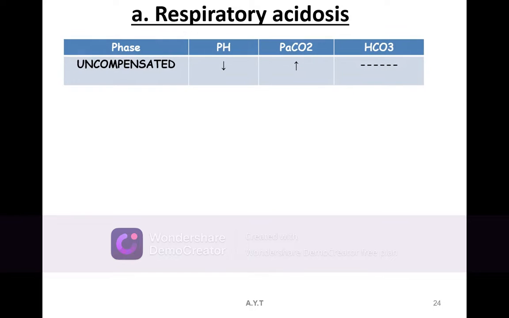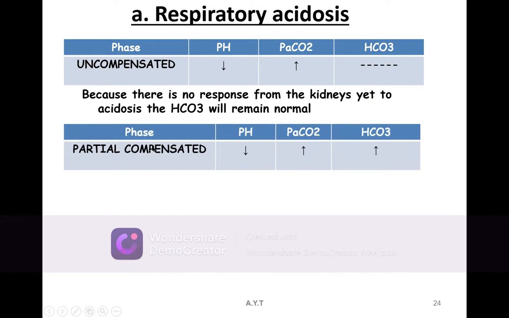Now, when respiratory acidosis is the concern, look at whether the compensation occurs or not. In the uncompensated phase, the pH is lowered and acidosis is there because the partial pressure of carbon dioxide is higher, but bicarbonate has not acted yet.